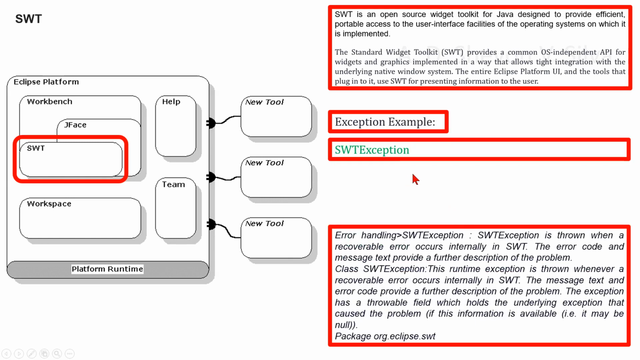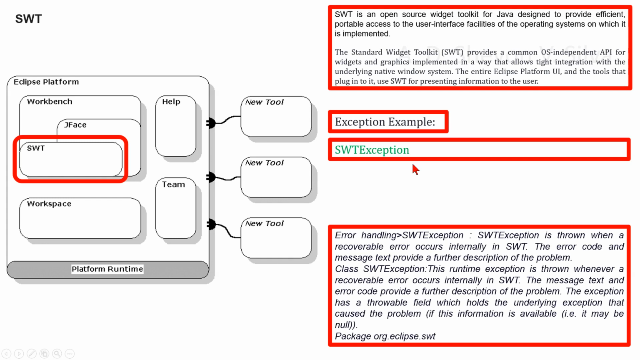Now we are considering SWT exceptions in error handling. SWTException is thrown when a recoverable error occurs internally in SWT. The error code and the message text provide further description of the problem. The class SWTException is a runtime exception thrown whenever a recoverable error occurs internally in SWT. The exception has a throwable field which holds the underlying exception that caused the problem, if this information is available, that is, it may be null. This is in the package org.eclipse.swt.